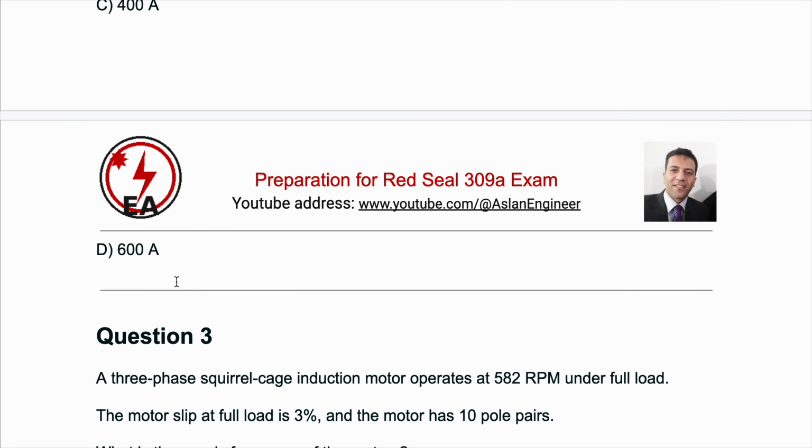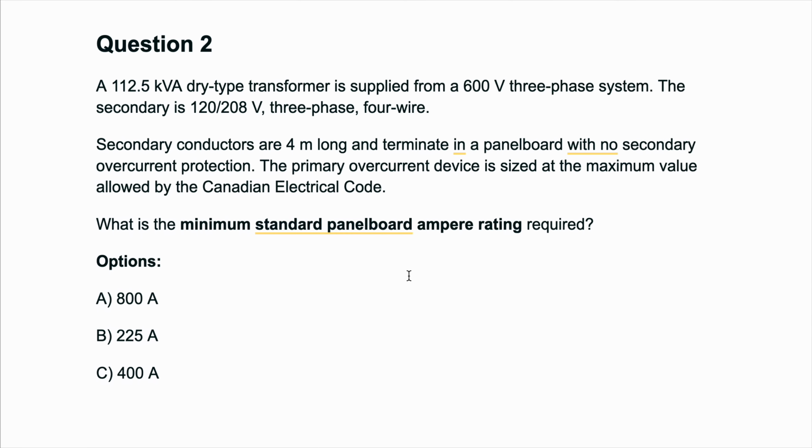So again, we need to calculate the panel board size on the secondary side of this transformer. On the primary side of this transformer, we have 600 volts, and of course we have a delta type, but on the secondary we have a Y type because it is 4-wire. You can also tell from here because it is 120 and 208 volts. So because of that, it is a Y connection.